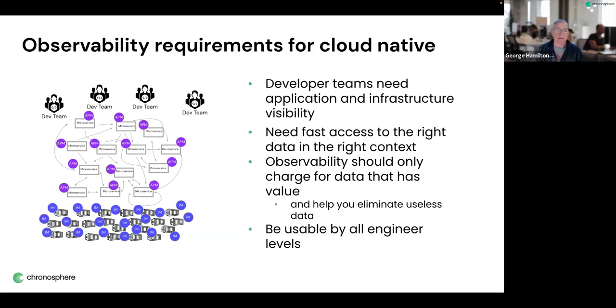And really importantly, it should be usable by all engineer levels. Your observability stack should not just be in the hands of your power users. And I know, Joel, tracing, of course, is one of the top things that ends up being just a power user tool. You really need observability that can be used by everybody so that you're not constantly escalating to your most expensive top tier engineers.